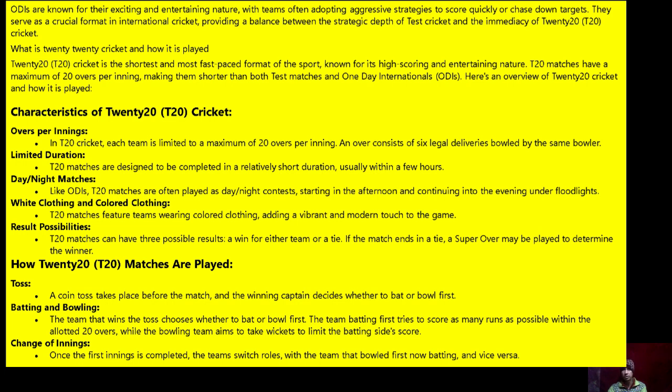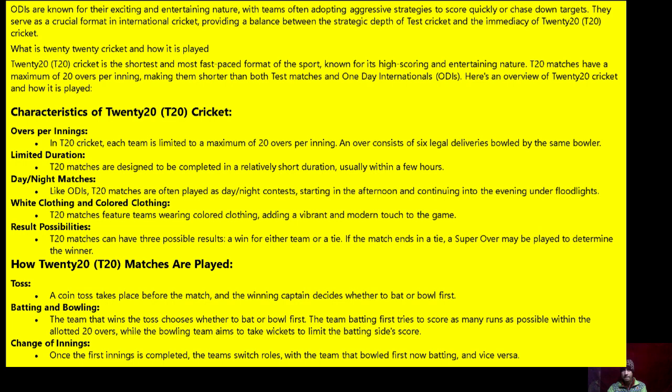Next point, memorable moments. The World Cup has witnessed numerous iconic moments, legendary performances, and unforgettable matches that have had a lasting impact on the history of cricket. Next point, global audience. The Cricket World Cup attracts a global audience and is one of the most watched sporting events worldwide.